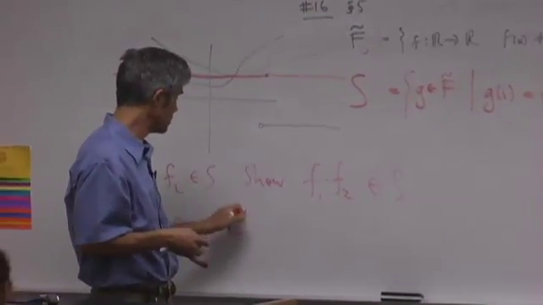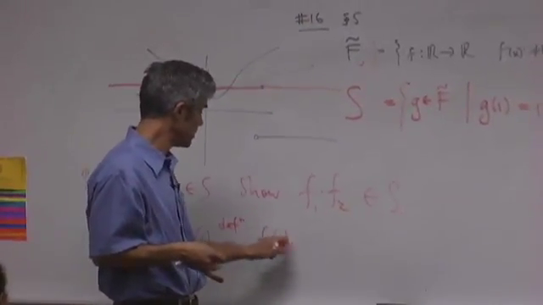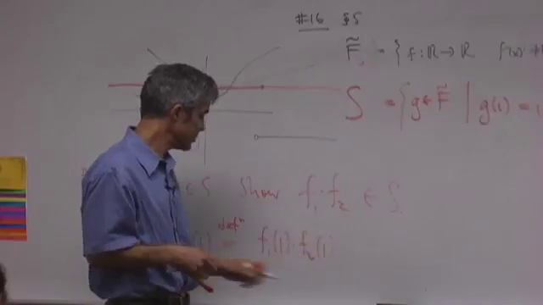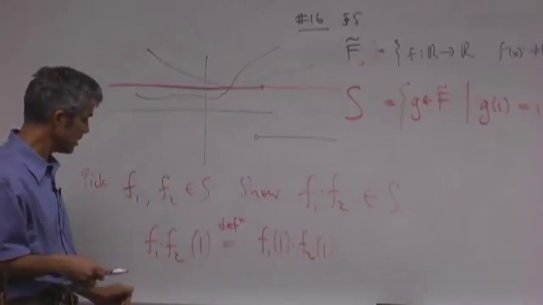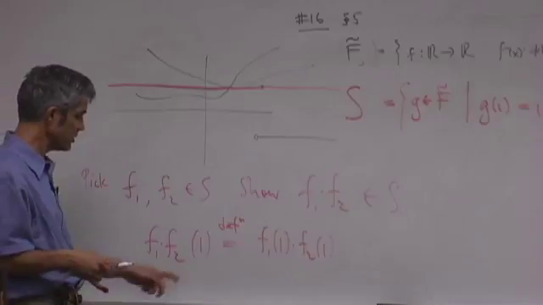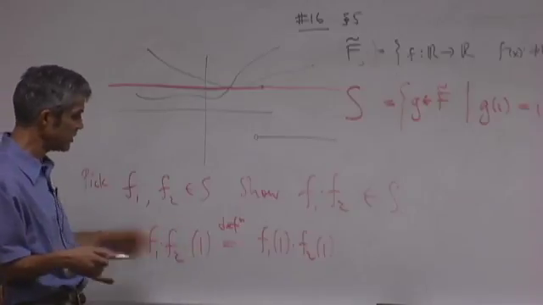Definition of multiplication of functions: f1 times f2. That's what it means to multiply, x squared times sine x. It means you take the x squared function, multiply it by the sine x function, and if you're handed an input, you drop it into each one, and you multiply.